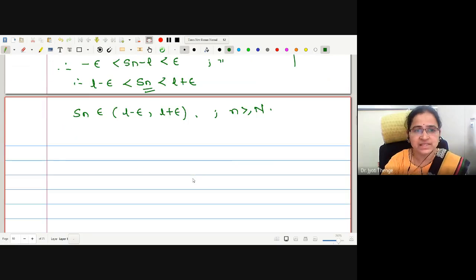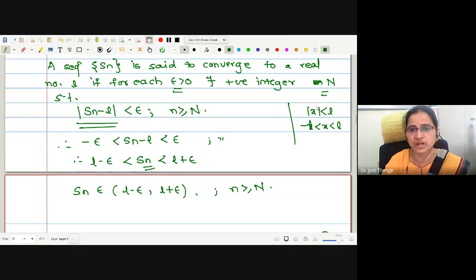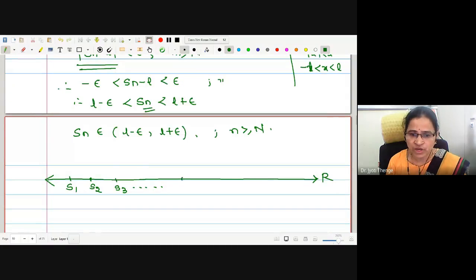I'll just try to illustrate this. Suppose this is the real line. If I plot the elements, this is my first element S1, this is my second element S2, this is the third element S3, and so on, and we continue. There exists a positive integer capital N. Say somewhere here it is 1, 2, 3, and somewhere here it is capital N.